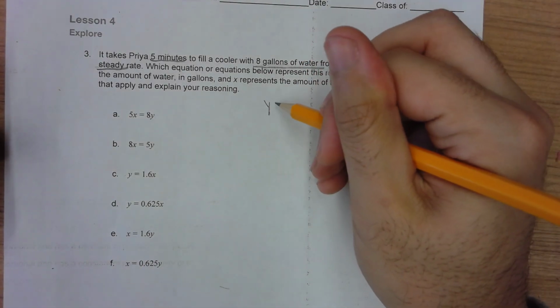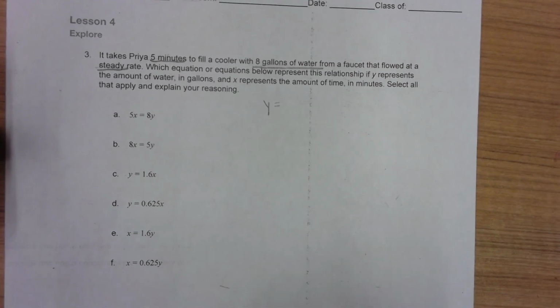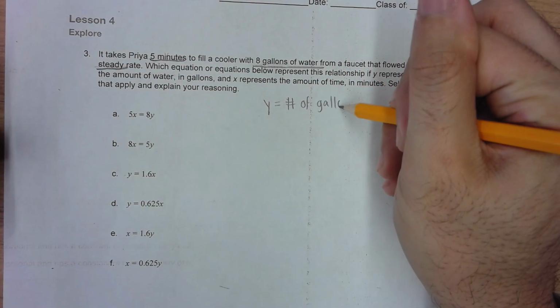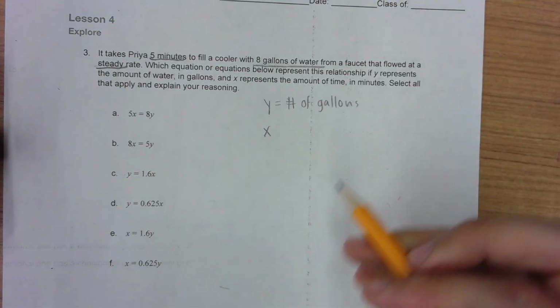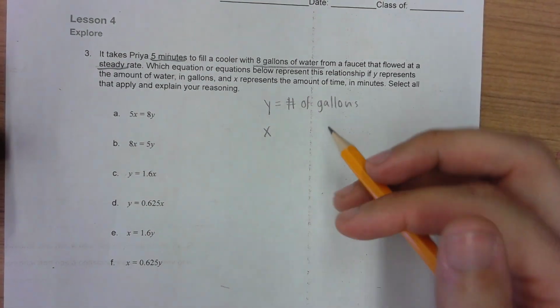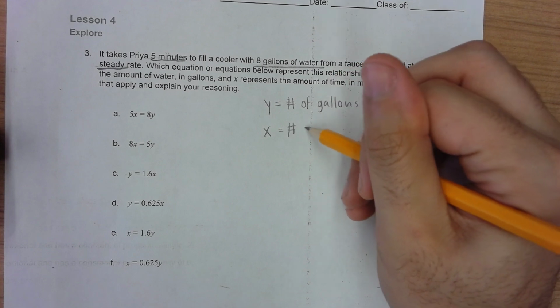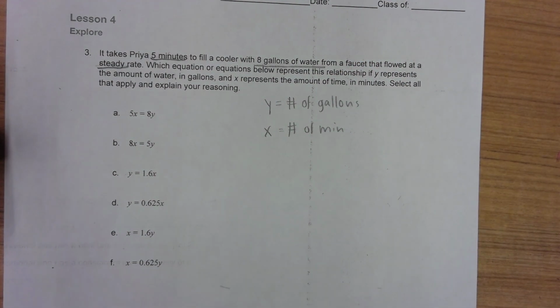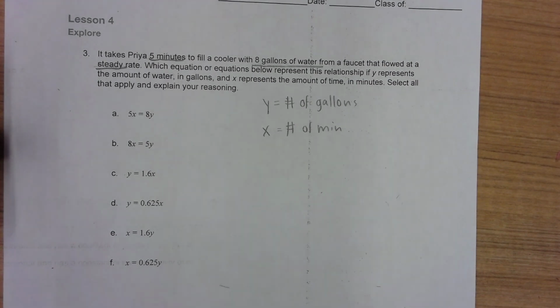Let's write that down. Y is the amount of water in gallons. In other words, my number of gallons. And x represents the amount of time in minutes. In other words, my number of minutes. Select all that apply and explain your reasoning. For the sake of time, we won't be writing an explanation, we will just be solving.